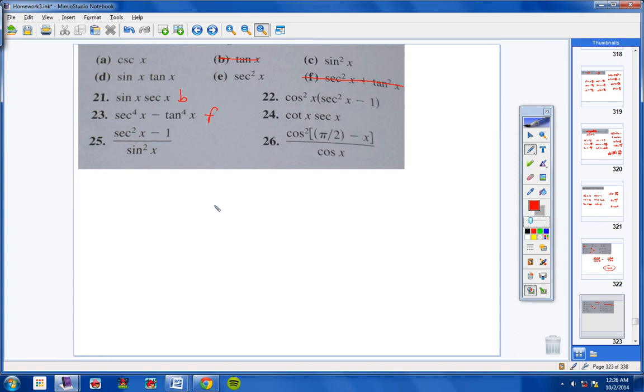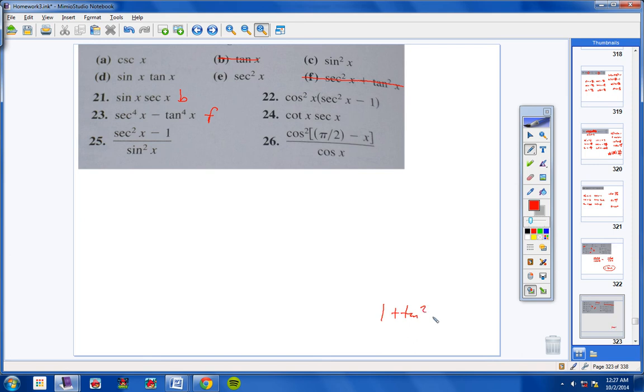All right, number 25. Now, first of all, I know I've had a lot of experience with these guys, a lot more than you have, but as soon as I look at 25 and I see secant squared minus 1, I think of the trig identity I just had here a second ago.